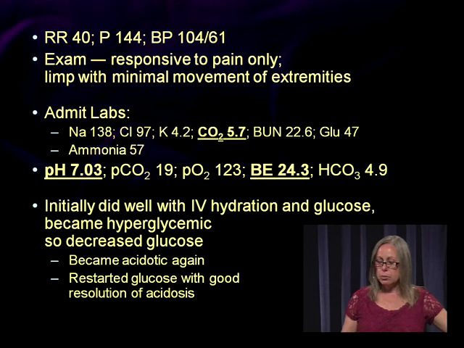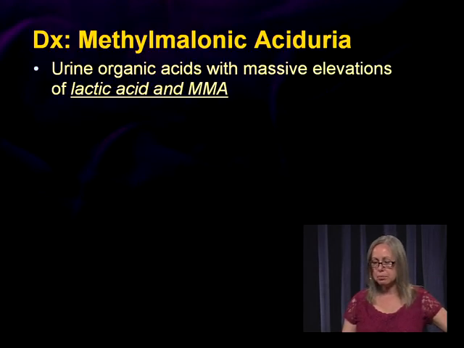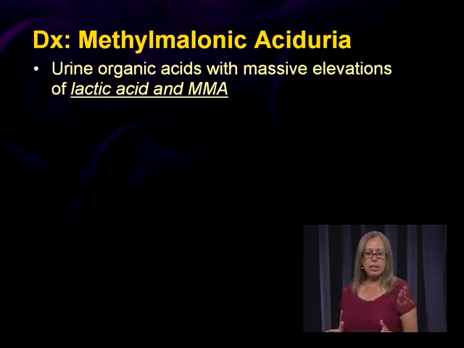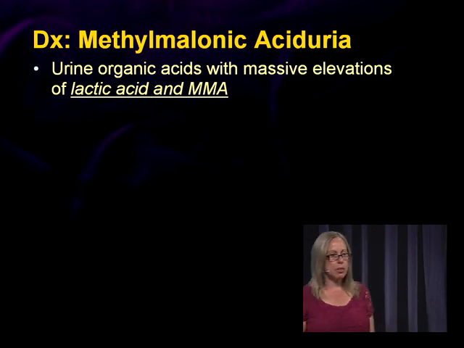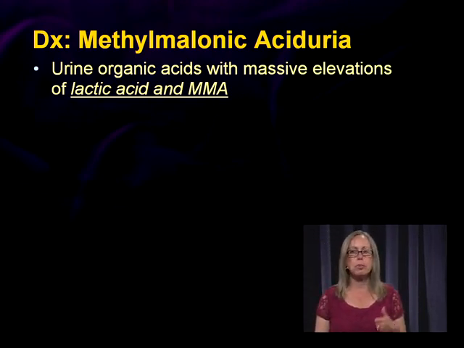He initially did well with IV hydration and glucose, became hyperglycemic, so they decreased the glucose, and they became acidotic again, restarted the glucose with good resolution of the acidosis. And the diagnosis here is methylmalonic aciduria. When you look at the urine organic acids, you'll see massive elevations of lactic acid and methylmalonic acid. And that's where your base excess is coming from. You're making a bunch of extraneous acids that didn't need to be there.